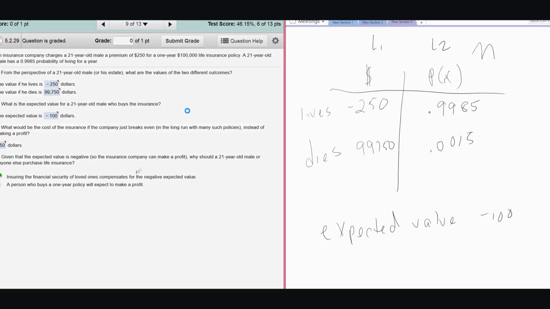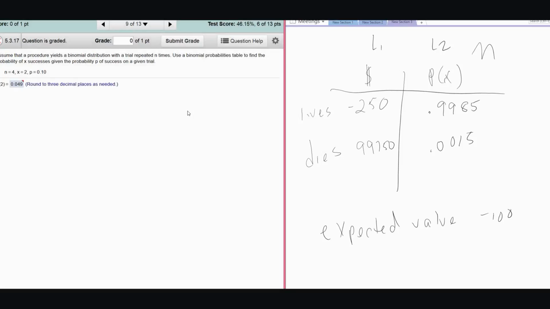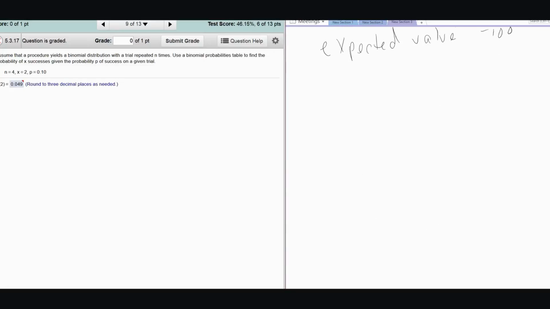We'll go to number 9. It says, assume that a procedure yields a binomial distribution with a trial repeated n times. Use a binomial probability table. Here we can also use binomPDF on our calculator whenever it's binomial. Remember, we put the n value, comma, the p value, comma, the x value.